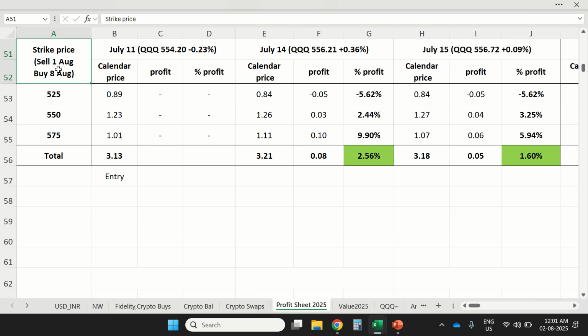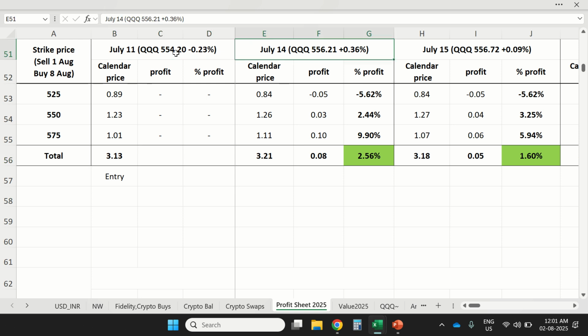As I told you, 1st of August is my selling leg and the buying leg is 8th of August. These were my three strike prices: 525, 550, and 575. 575 was my call calendar, and 525 and 550 is my put calendar. I entered on 11th of July when QQQ was around 554.20, and these were the calendar prices. The 525 calendar price was 0.89, 550 was going for 1.23, and the 575 strike calendar was going for 1.01. So total for this triple calendar was 3.13 premium debit.